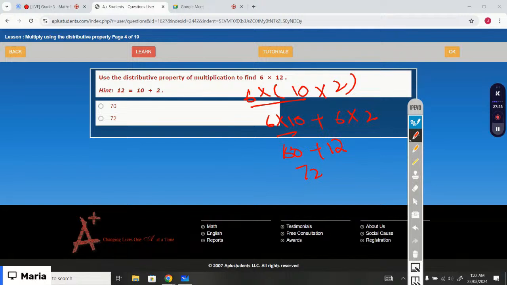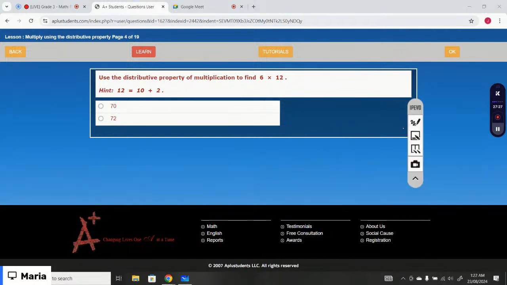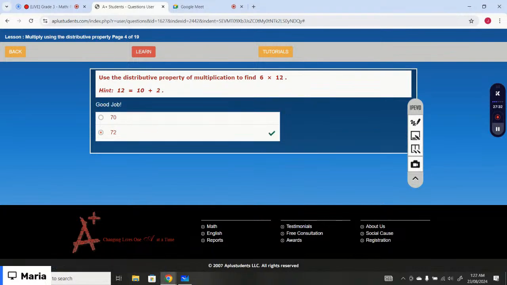The correct option is 72. Option number 2 is the correct option. No one wants to type actually because you have to do the questions in your notebook and no one can do it.